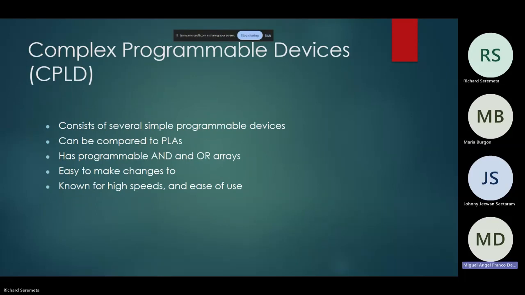CPLDs, complex programmable logic devices, are completely programmable AND/OR arrays and macrocells. Macrocells are the main building blocks of CPLDs, which contain complex logic operations and logic for implementing disjunctive normal form of expressions. When it comes to CPLDs, they are compared to PLAs and are easy to manage and make changes to. They are also non-volatile and easy to use, and have multiple benefits like advanced programming and low cost.